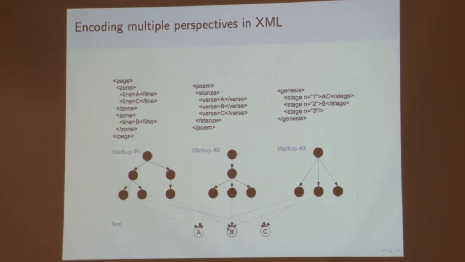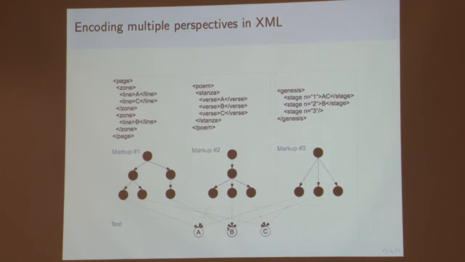So let's say two lines, A and C, are in the middle of the page. And then in the margin, let's say the right-hand margin, you have a third line, line B, that comes to stand there. And if you want to describe that spatially, you could do it in a structure like printed down on the left-hand side.